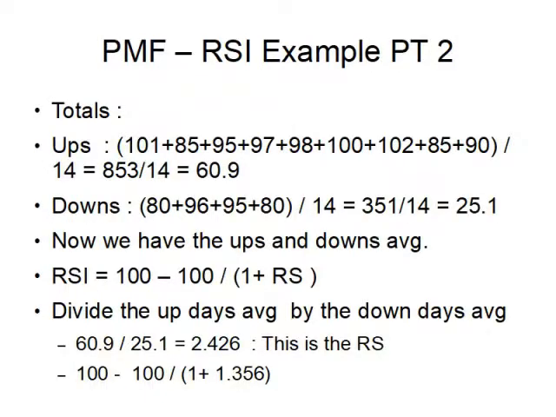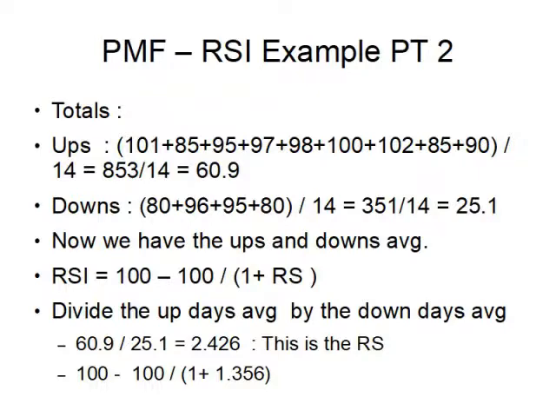Okay, now this one looks a little bit ominous, but it's actually the numbers taken from the previous slides. If you look at the previous slides, you'll see the ones I've marked as ups, and all I've done is added them all together and divided by 14. It's that simple. And the same for the downs. We've done that. Now we have our average for ups and downs.